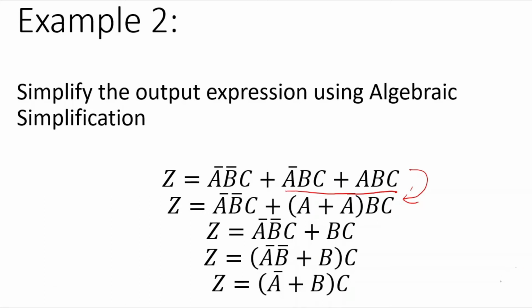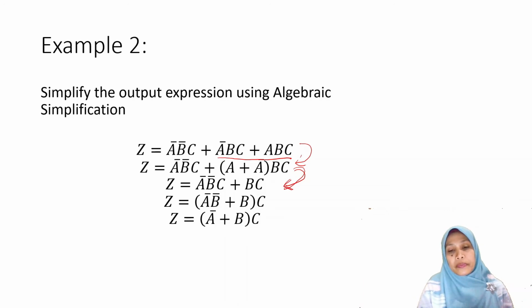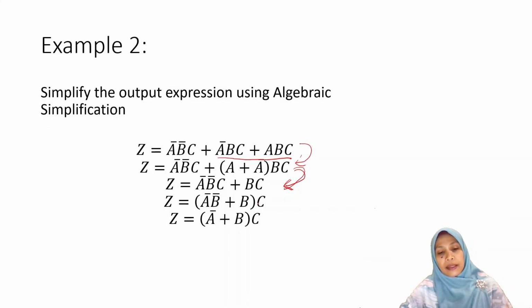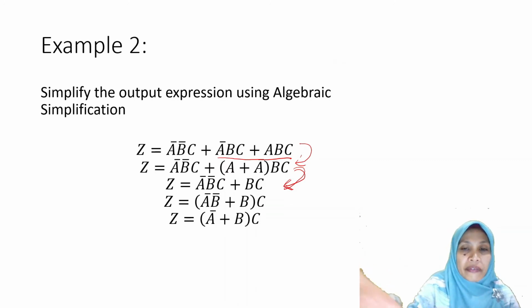And then remember in the Boolean theorem, A plus A bar equal to 1. Right? We simplify the Z, it becomes this one. Okay. We can factorize C. So we get the equation Z equal to A bar dot B bar plus B dot C. Okay. And referring to the Boolean theorem number 11.